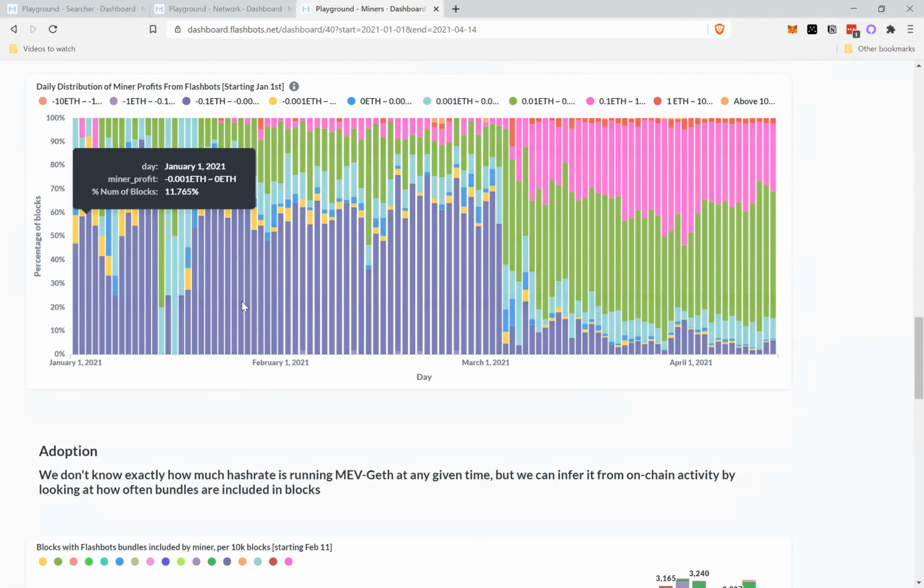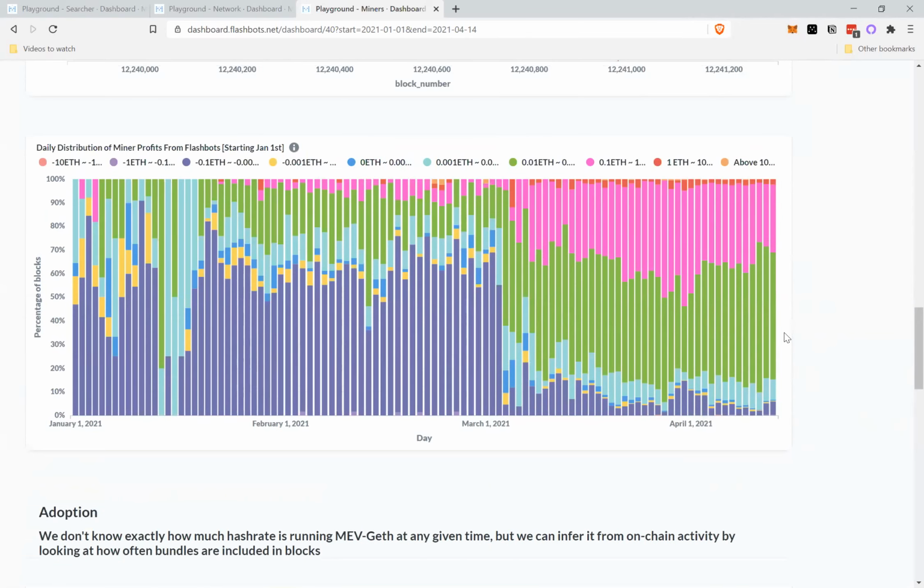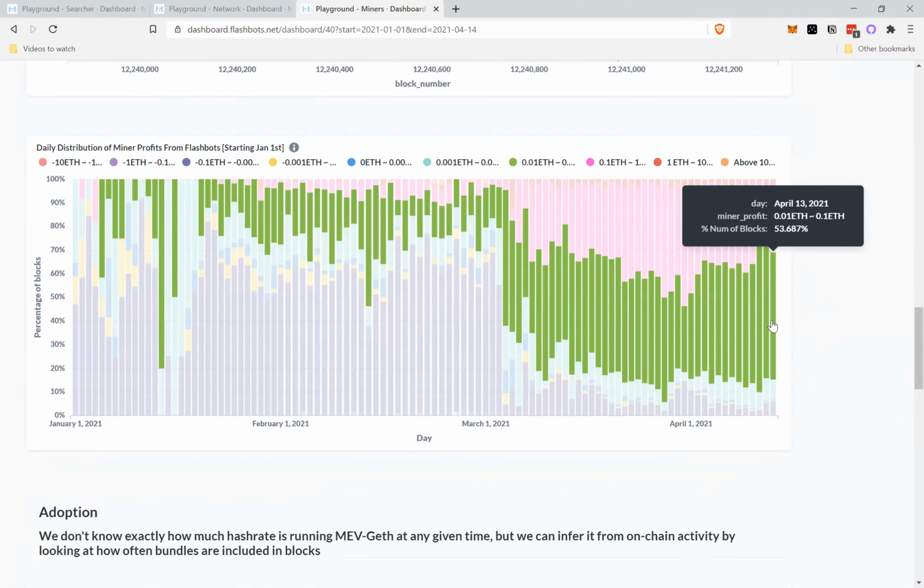There's an interesting distribution of the profits of Flashbots bundles here. So, in a given 10,000 block range, how large are the profits comparative to all the other bundles? In here, for example, 53% are within 1/100th of an ETH to 1/10th of an ETH.